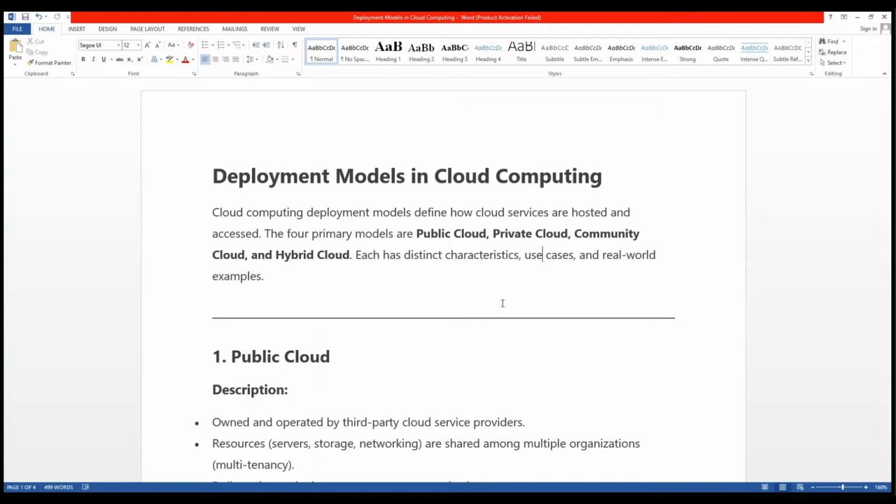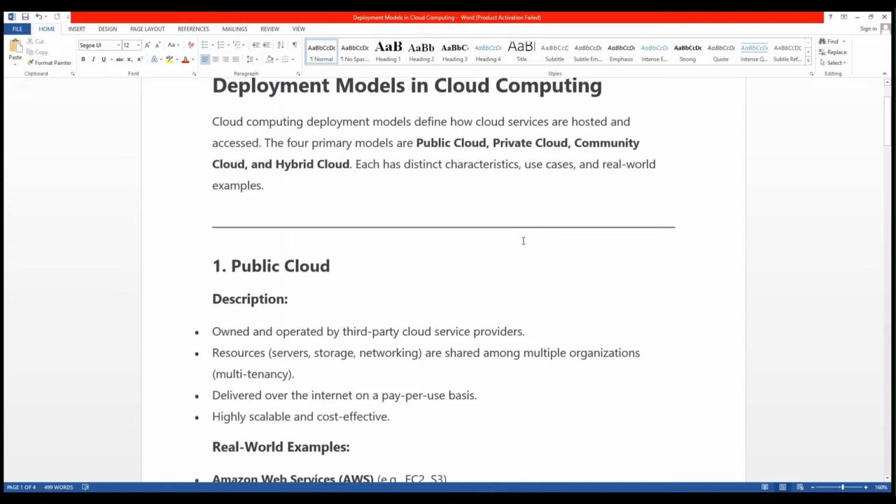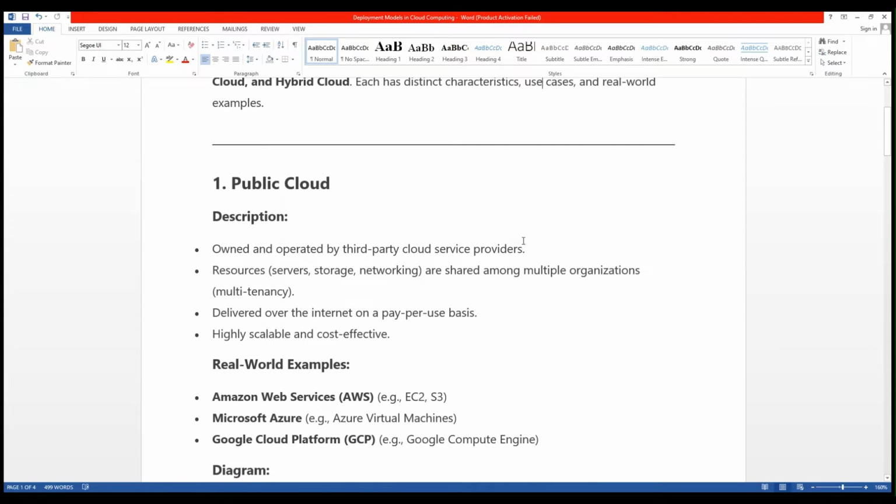Friend, deployment model means that we know that in cloud computing there are so many services, for example, storage services, networking, applications. So how are you basically accessing those hosted services, and what are the approaches? There are four primary deployment models in cloud computing: public cloud, private cloud, community cloud, and hybrid model. One by one we shall discuss them in detail. First we will talk about public cloud.